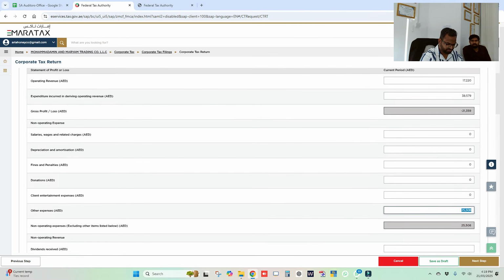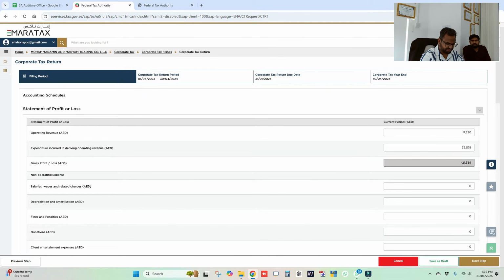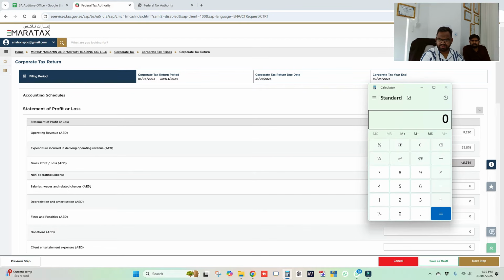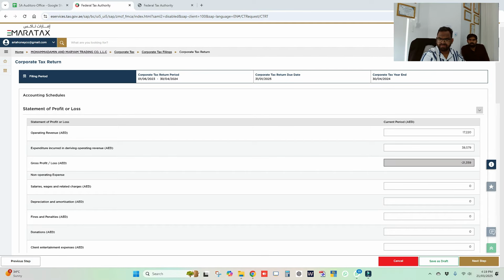We might have some closing stock as well. Closing stock will be around 10,000 something, say 28,000. Okay, this is just a random figure I am putting for learning purposes.